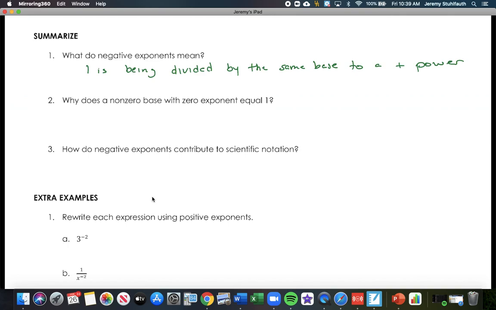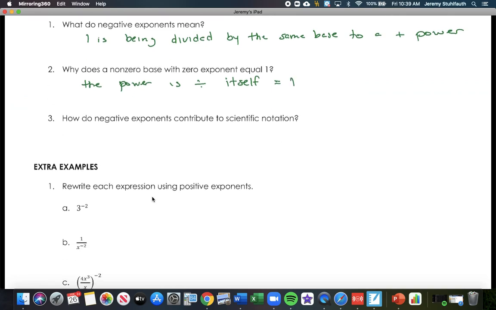Why does a non-zero base with 0 exponent equal 1? Because it is the division property. The 0 exponent means a power is being divided by itself, and anything divided by itself equals 1. And how do negative exponents contribute to scientific notation? It just allows us to write really, really small numbers in scientific notation.